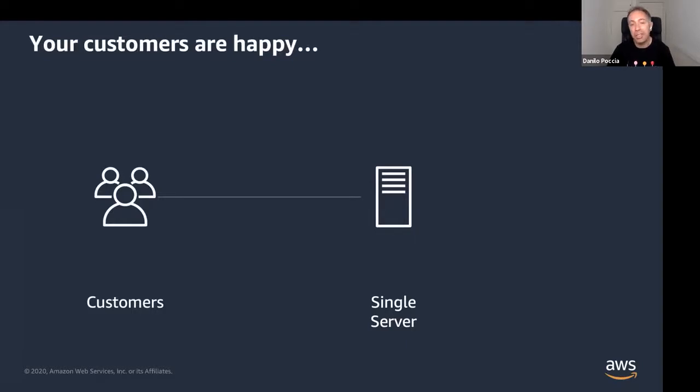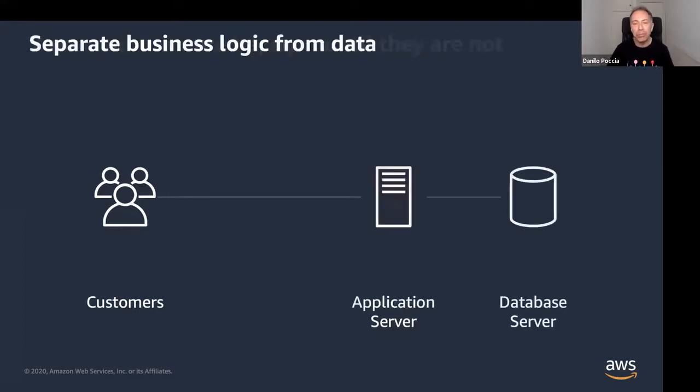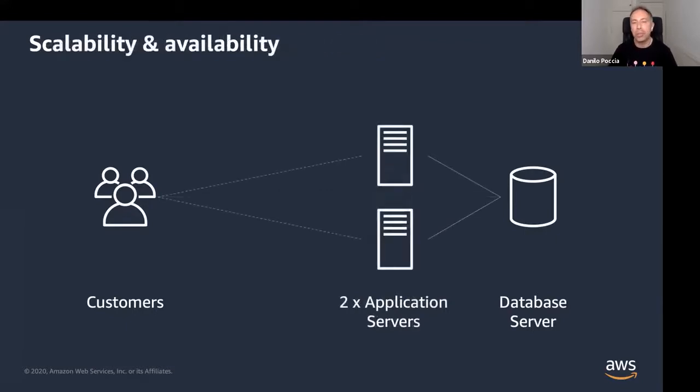And that works and everyone is happy until they're not, because if you put all your eggs into a single basket, then it's quite easy that something at some point goes wrong and nothing works anymore. So how can you avoid that? You need first to take out your data, your database, and then you can look into your application part and you can replicate your application into maybe a couple of servers instead of using one. And now you start to have three components that you have to manage.